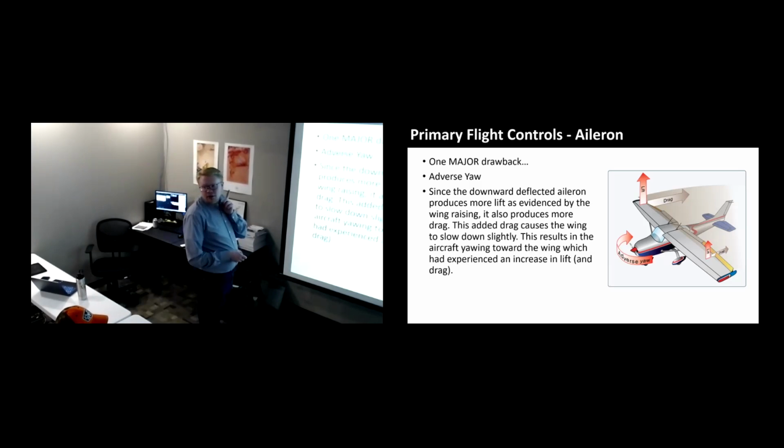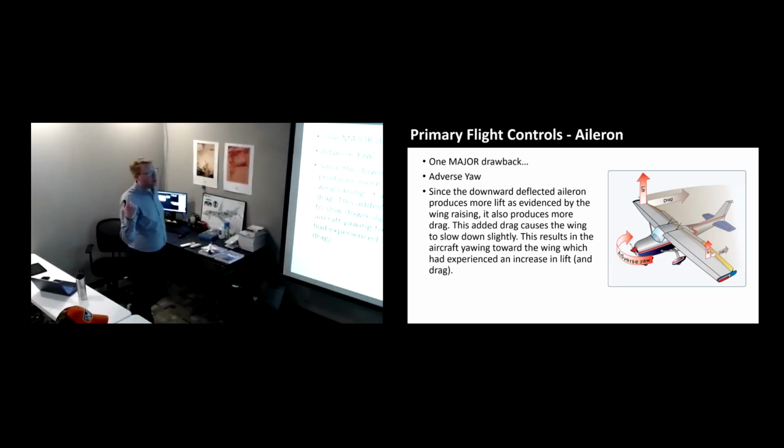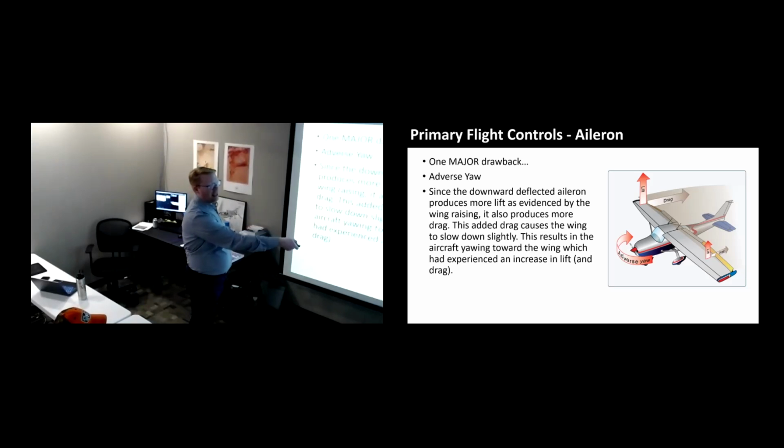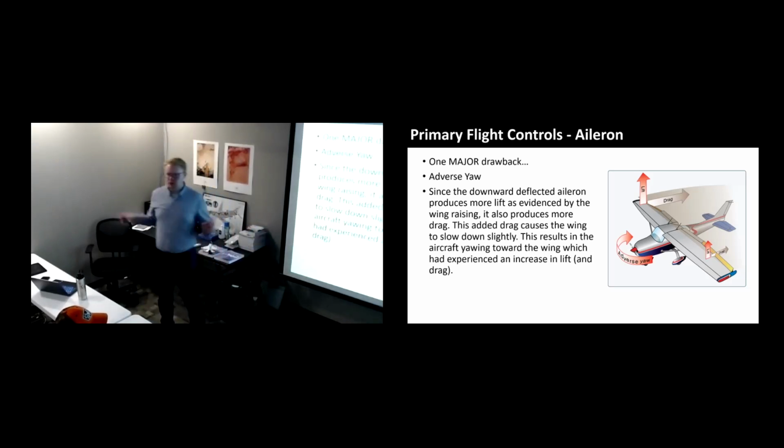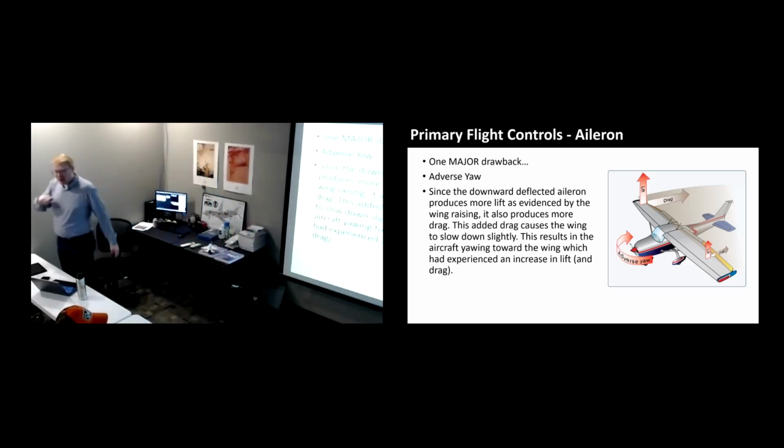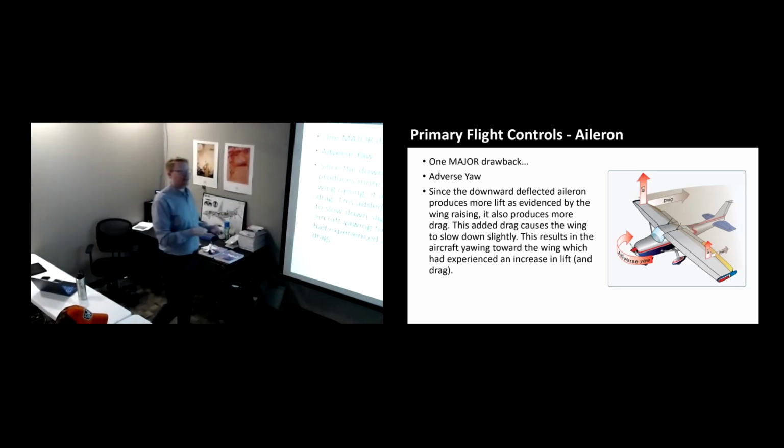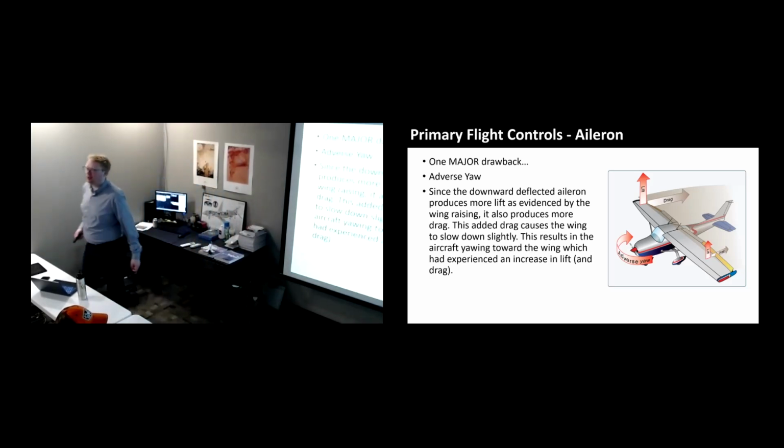Making a left turn, right? The right wing is producing more lift. So in that case, the right aileron is down and the left aileron is up, relative to each other. That aileron in the up position is producing slightly less lift over that portion of the wing, which means its drag is relatively smaller than what is on the other wing.